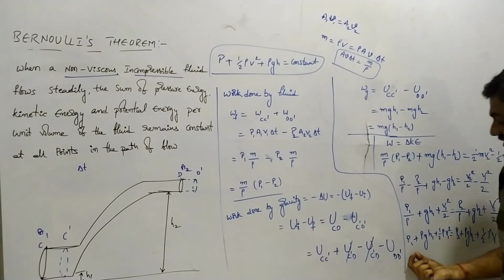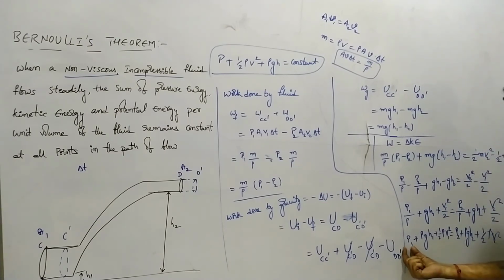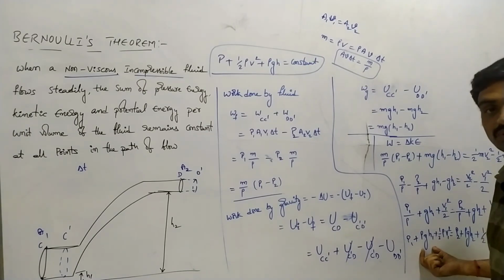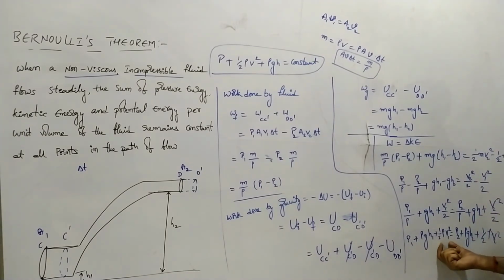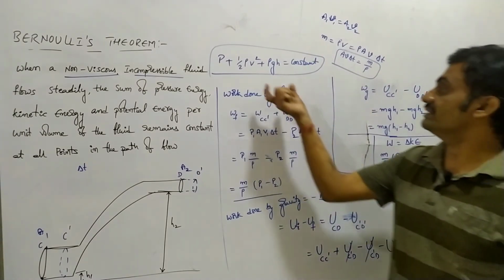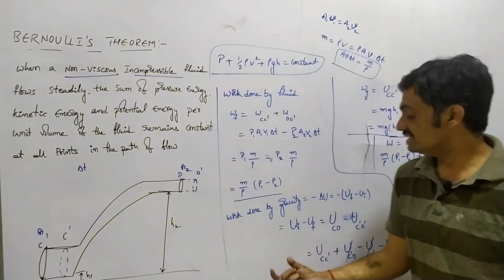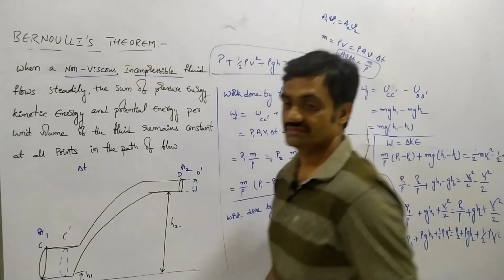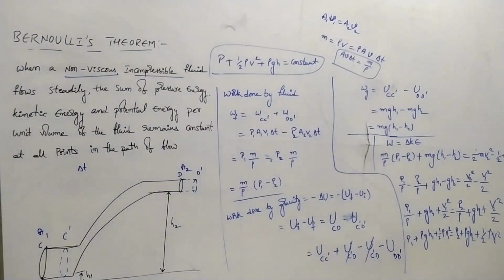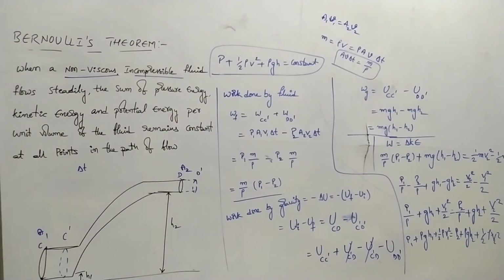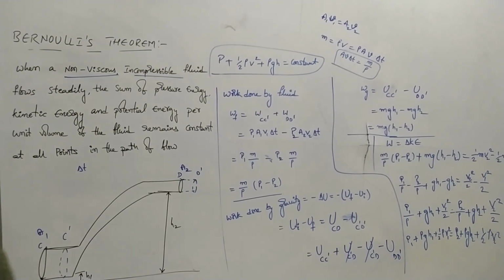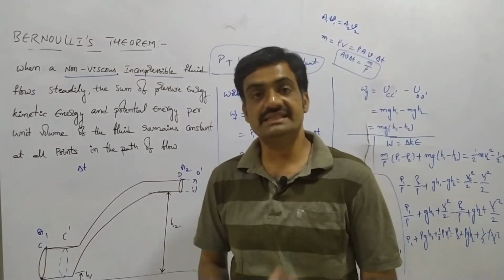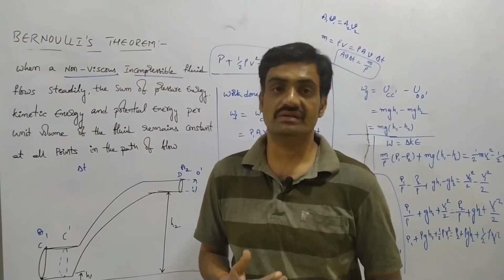Based on that, we can represent that the sum of pressure energy plus potential energy per unit volume plus kinetic energy per unit volume remains constant. This represents Bernoulli's theorem. Take a screenshot. Based on this Bernoulli's theorem, we will discuss some applications in our next video.